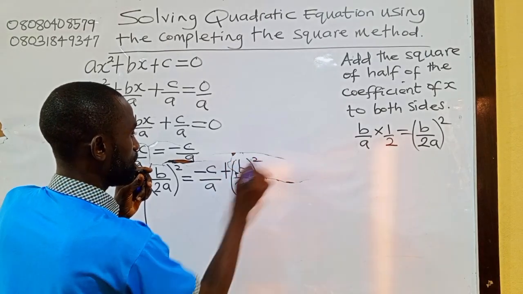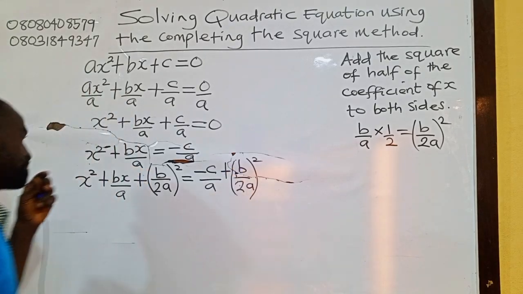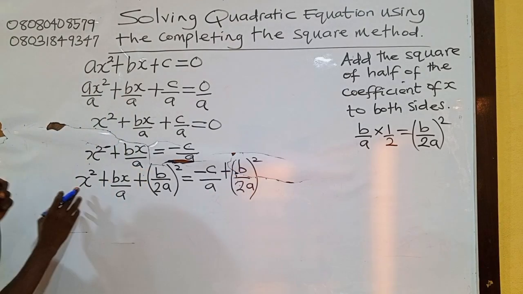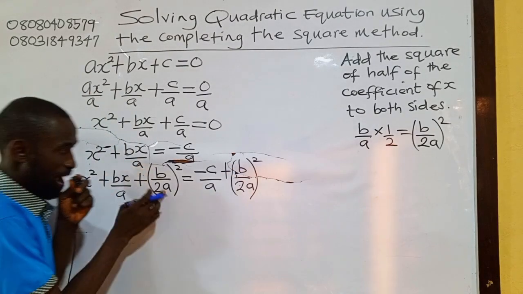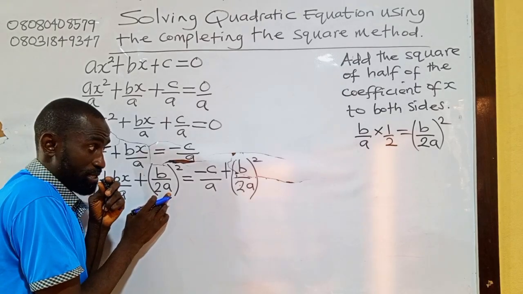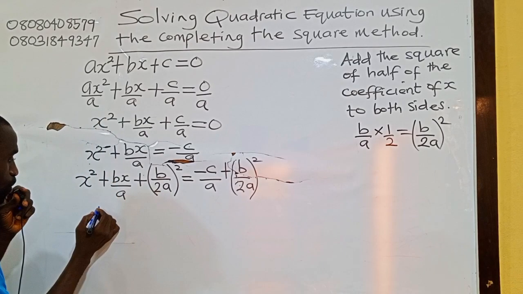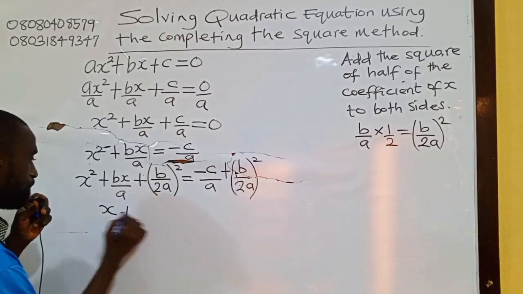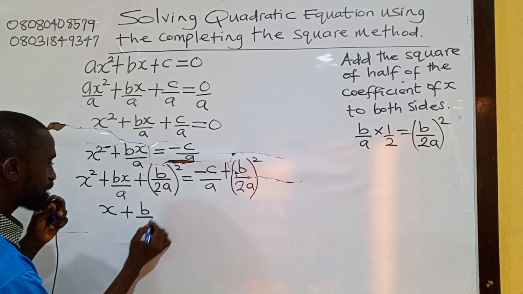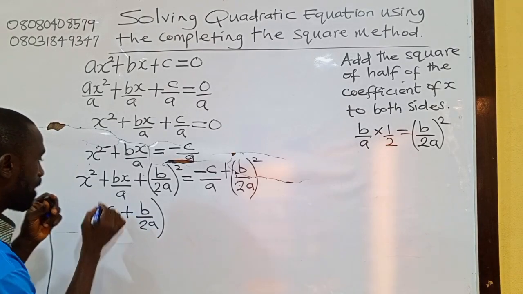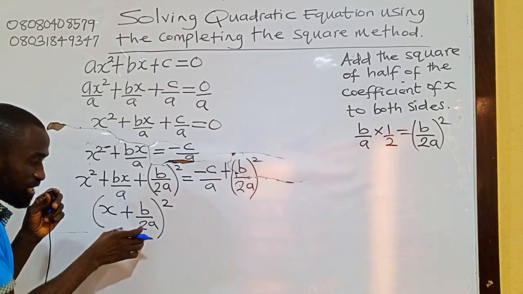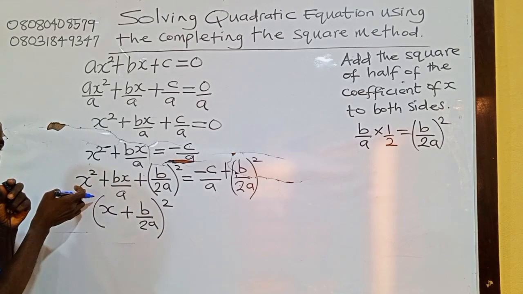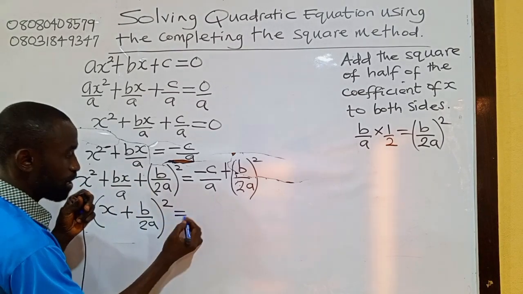All squared. Okay? So what's the next thing? I'll pick one of these x, I'll pick one of these b over 2a, all squared. Are you with me now? So when I pick one x here, plus b all over 2a, I will now square everything. If I open this bracket, I will have this here. Okay? So it's equal to what now?